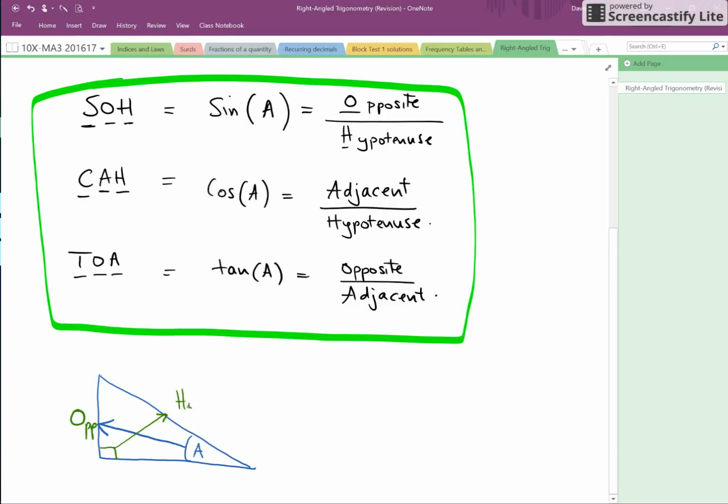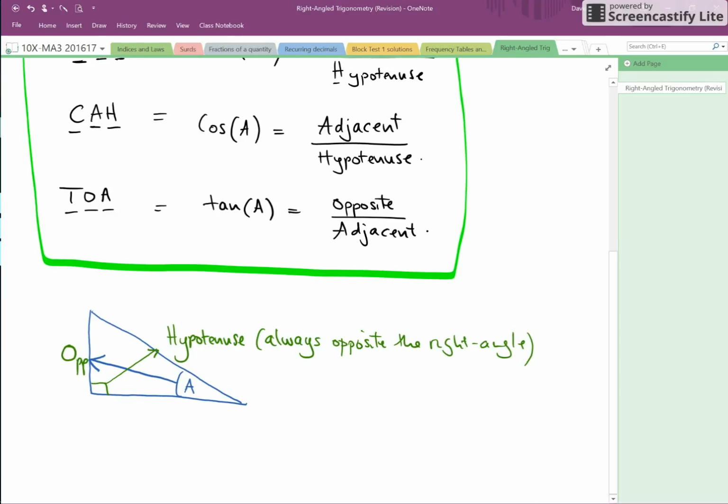Now the hypotenuse is always opposite the right angle. Remember that. So hypotenuse is definitely there. Always opposite the right angle. And the one that's adjacent is the one that's touching the angle. So this is the adjacent side here. It's touching the angle, or adjacent to.